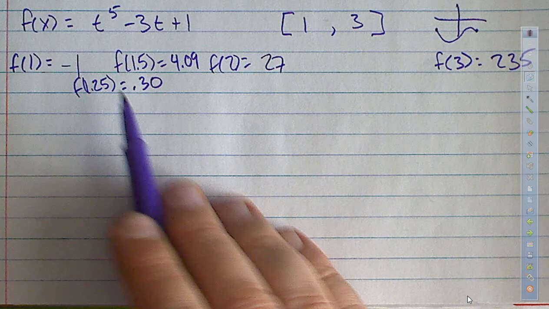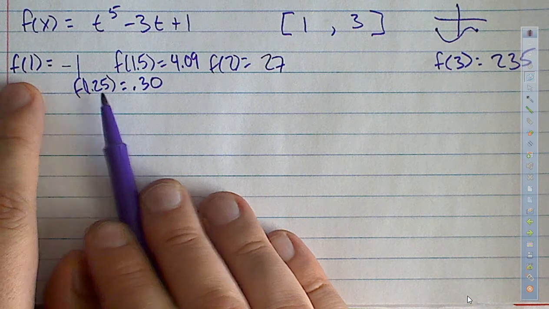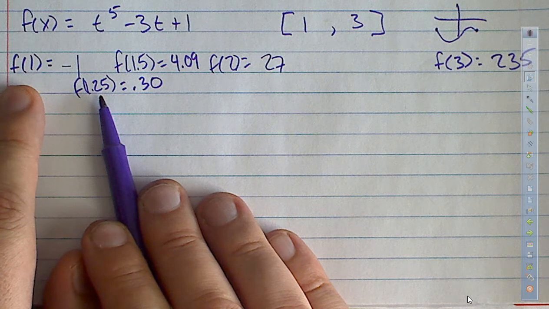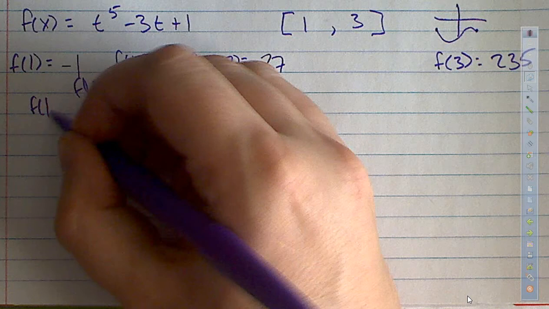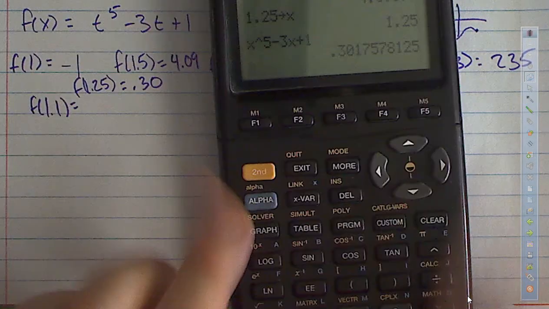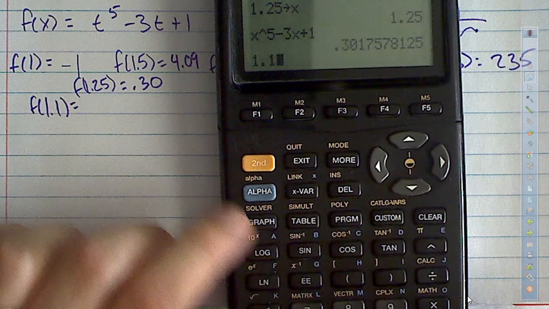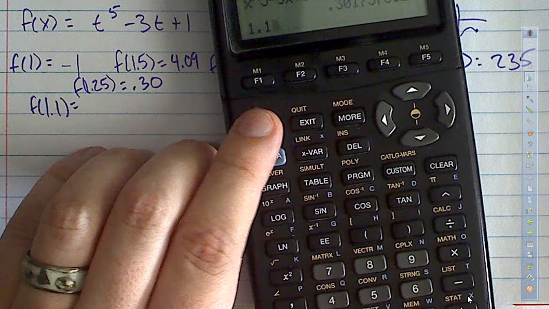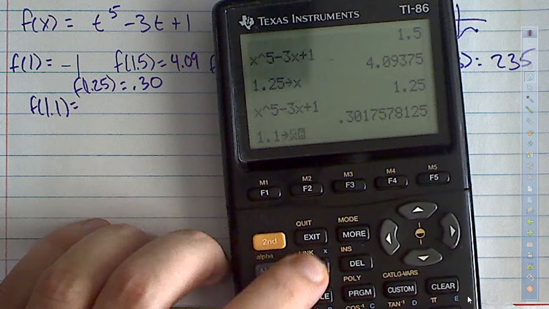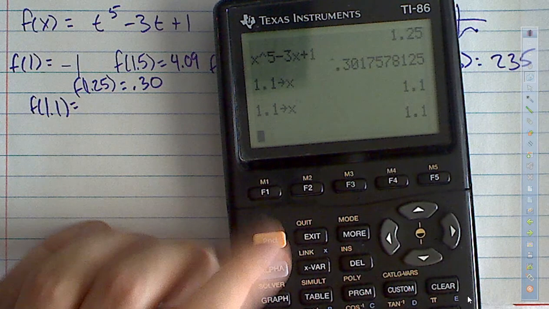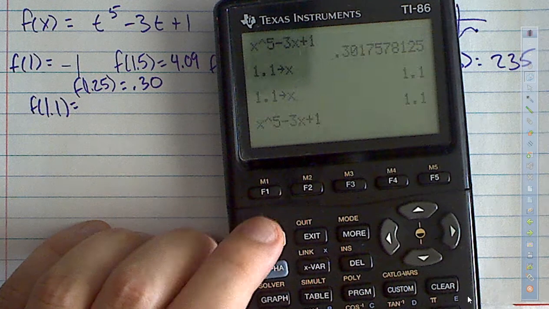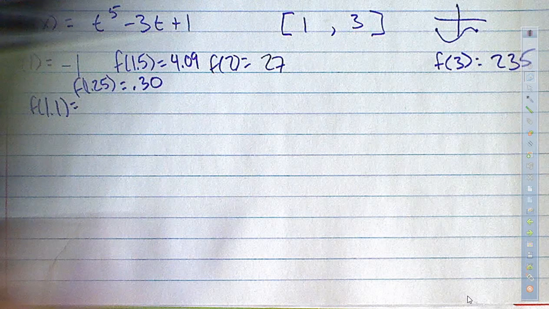So now it has to be in between 1 and 1.25. So let's try 1.1. Let's just do 1.1. Trying to find a negative number, or 0. You're trying to get close to 0. Okay, so here's negative, 1.1.